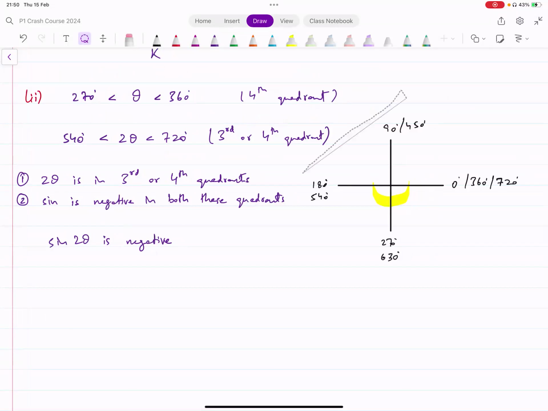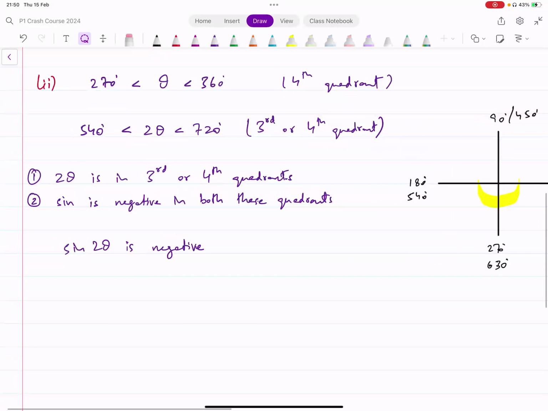Is that okay? You have to write both of these things. 2 theta is in the third or fourth quadrant. Sine is negative in those quadrants. These are the two things that you will need to write. Right? That is why sine 2 theta is negative. Is that all right? Yes, sir. Yes, sir.